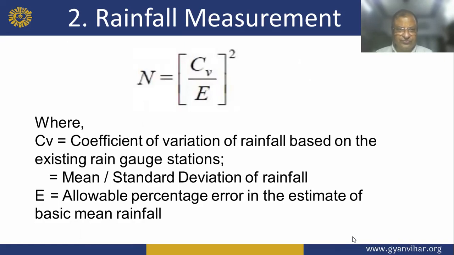This is the formula of measurement: N = (Cv/E)^2. Here Cv is the coefficient of variation of the rainfall based on the existing rain gauge stations, being the standard deviation of rainfall divided by the mean, and E is the allowable percentage error in the estimate of the basin mean rainfall.